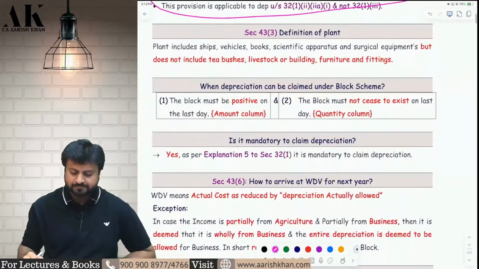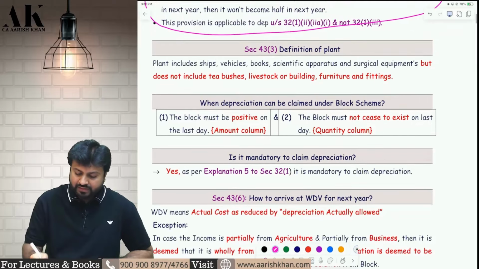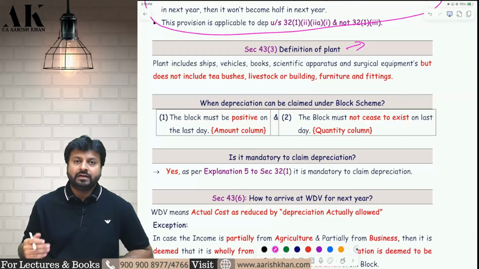Now let's go ahead. Then what is the definition of machinery? Machinery is not defined, building is not defined, furniture is not defined, but plant is defined under the income tax law. Rest of the assets are not defined. Sir, how is plant defined? Plant is defined in an inclusive manner as well as in an exclusive manner.